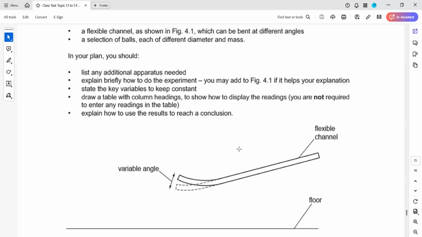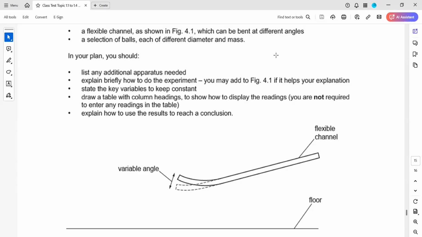And how we do this experiment, we measure the initial angle, and we roll down the ball, and we repeat the experiment with different angles. Key variables to be kept constant, like what are the things we should control? The position where we release the ball, the size of the ball, the mass of the ball, or the height of the channel above the ground should also be the same. Angle should be different, but the height should be the same.